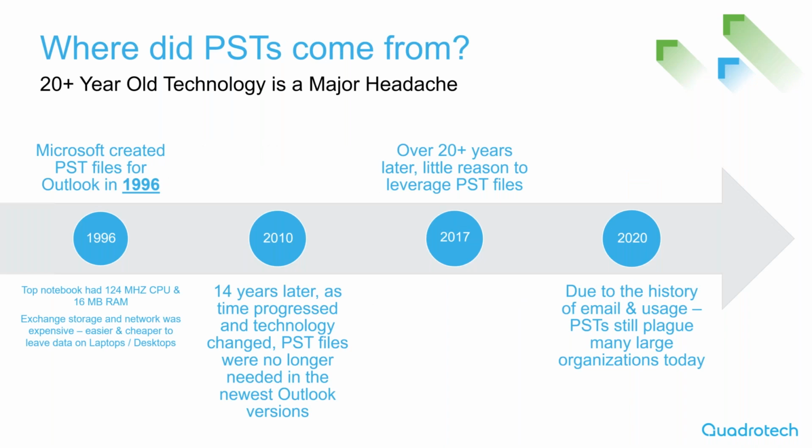Where did PSTs come from? PSTs are a 20-plus-year-old technology, and Microsoft introduced PSTs back in 1996. So yeah, when a notebook just had 16 megabytes of RAM and no SSDs. And the common reason to use PSTs is, as I already mentioned, to save Exchange storage, because that was pretty high 20 years ago, and also to save network bandwidth.